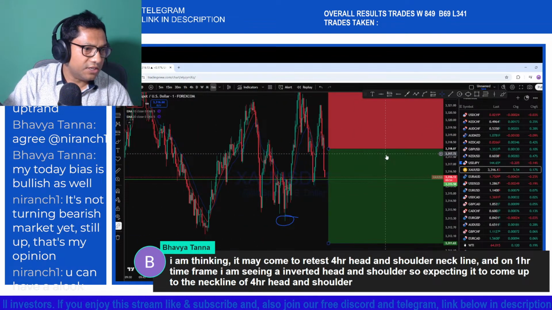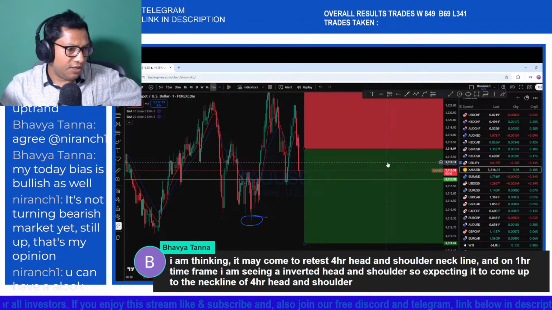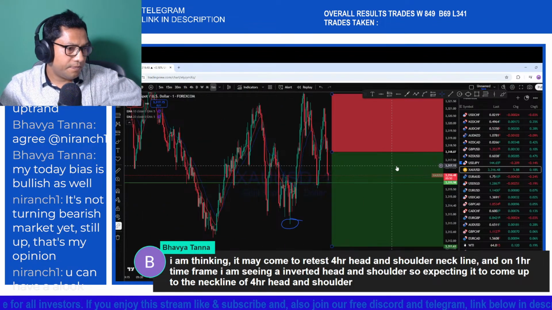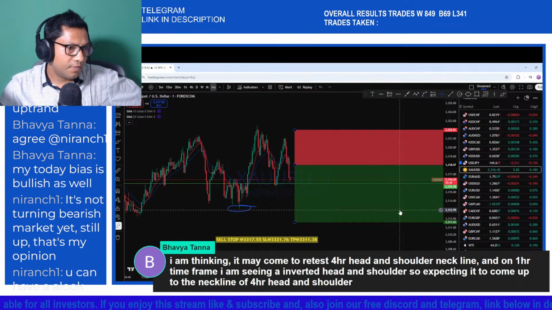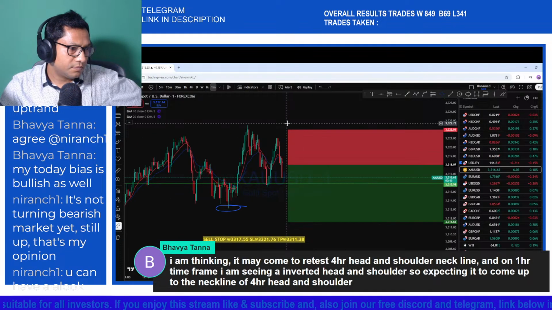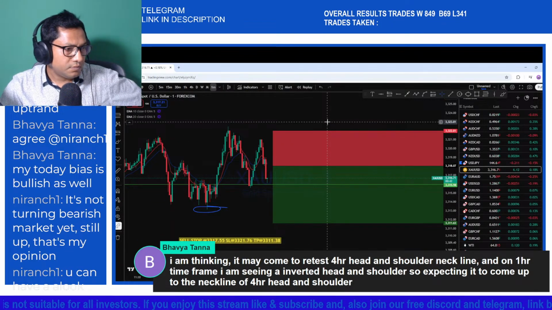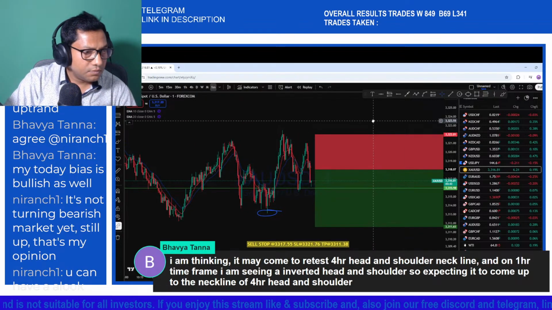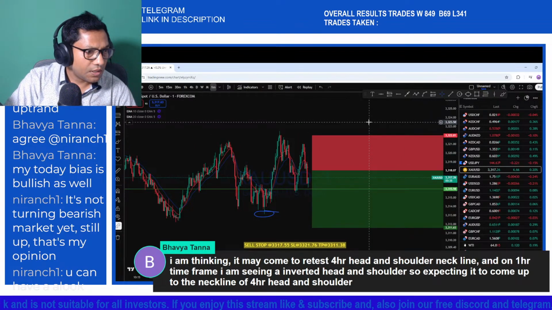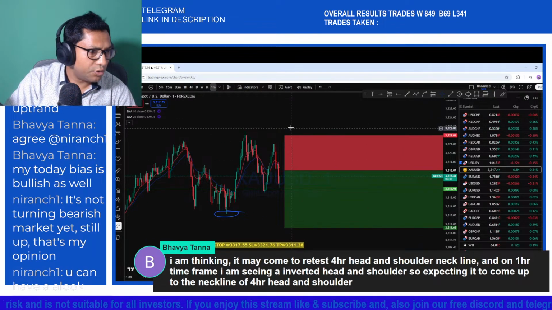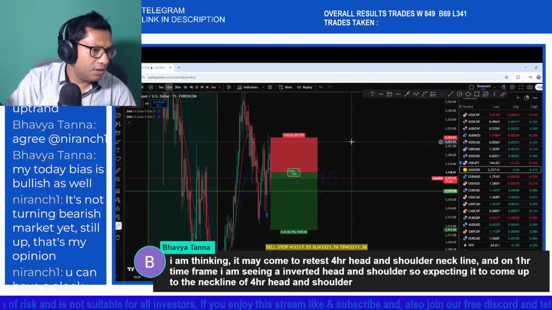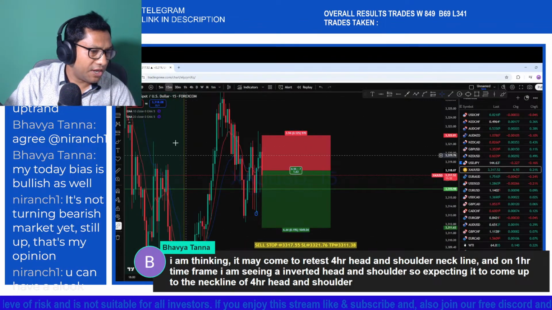Okay, so you can see that the market here is now at an important support, to see the market breaking below here.